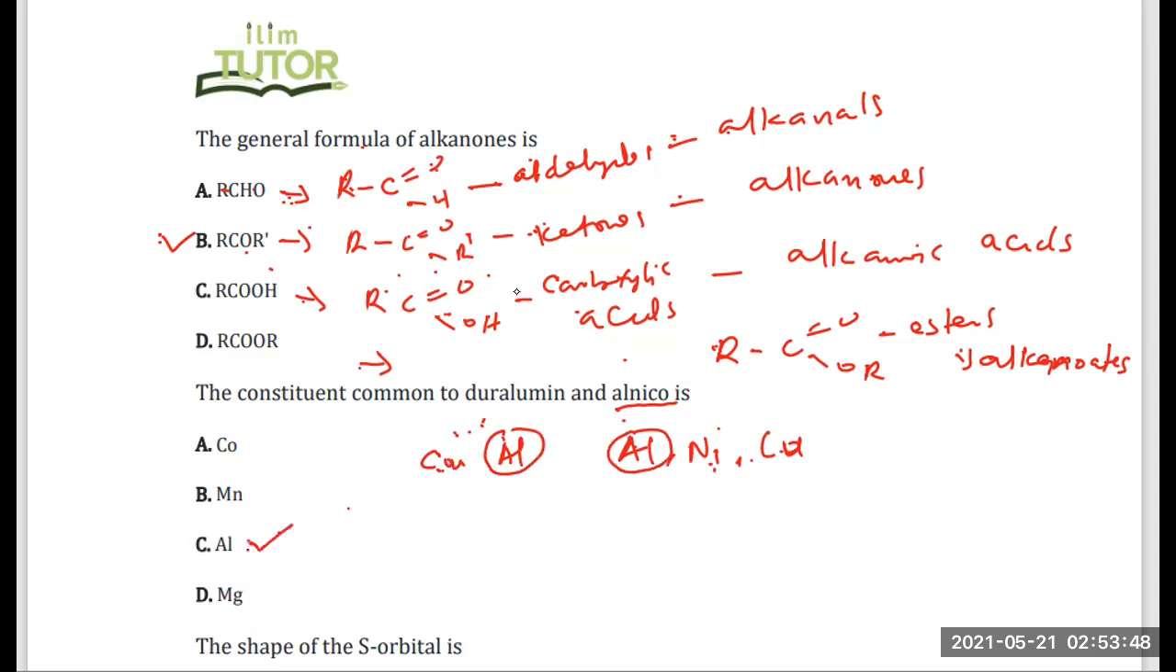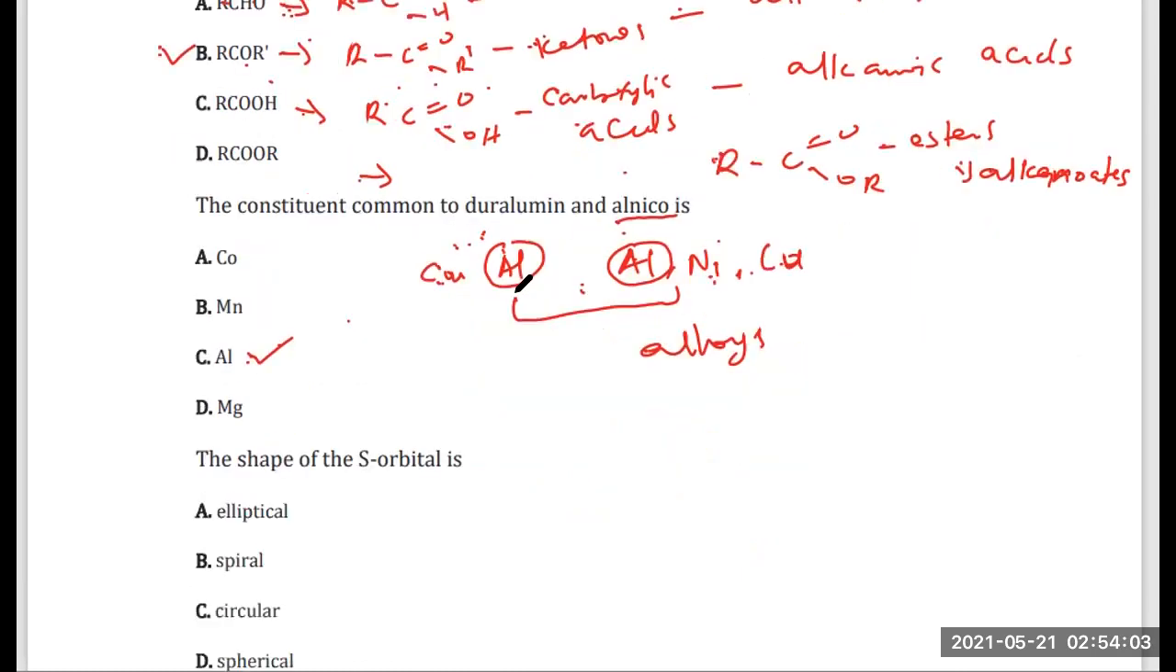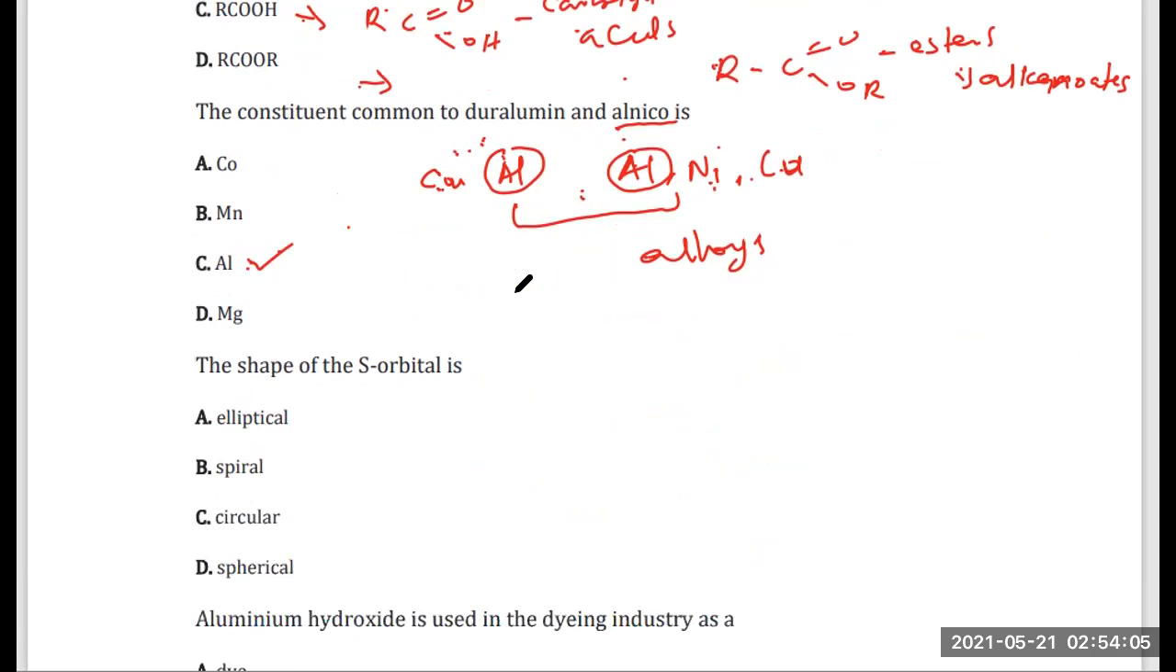Don't forget that these are called alloys. Alloys are when two or more metals are mixed together. So whenever you have two or more metals mixed together, you basically refer to them as alloys.